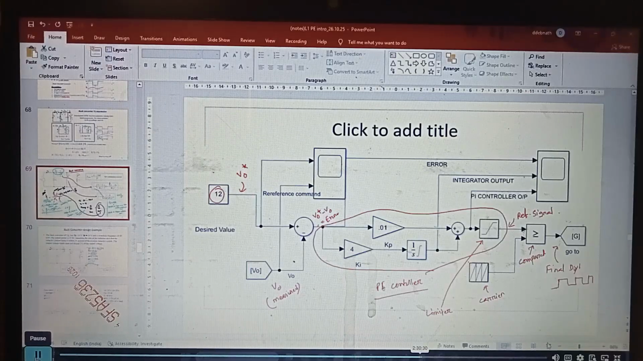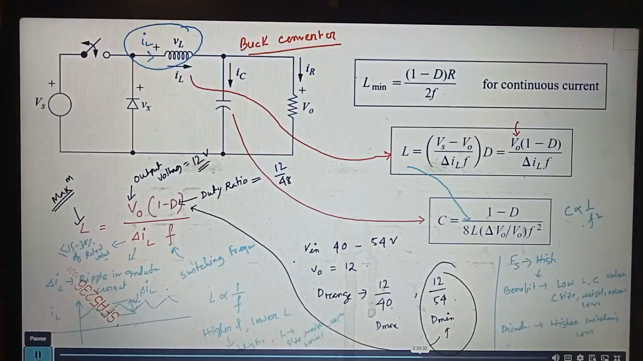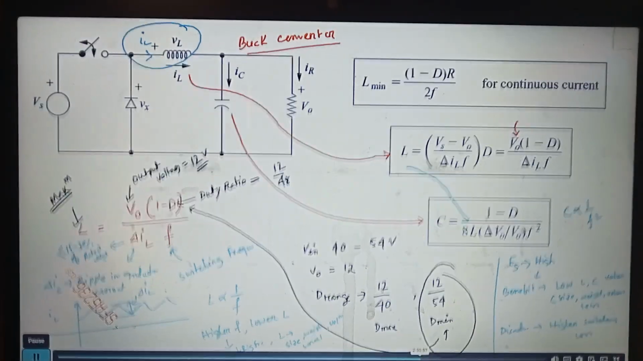Okay, so for LNC selection, this is just simple equations, right? You have to fit in proper values, you will get their values, nothing else. What values you have to put in, I will explain one by one. For example, for the inductor, you have to fill in the output voltage V0. You know it is 12 volt. Then 1 minus D, where D is the duty ratio. For a 48 volt to 12 volt system, it will be 12 by 48.